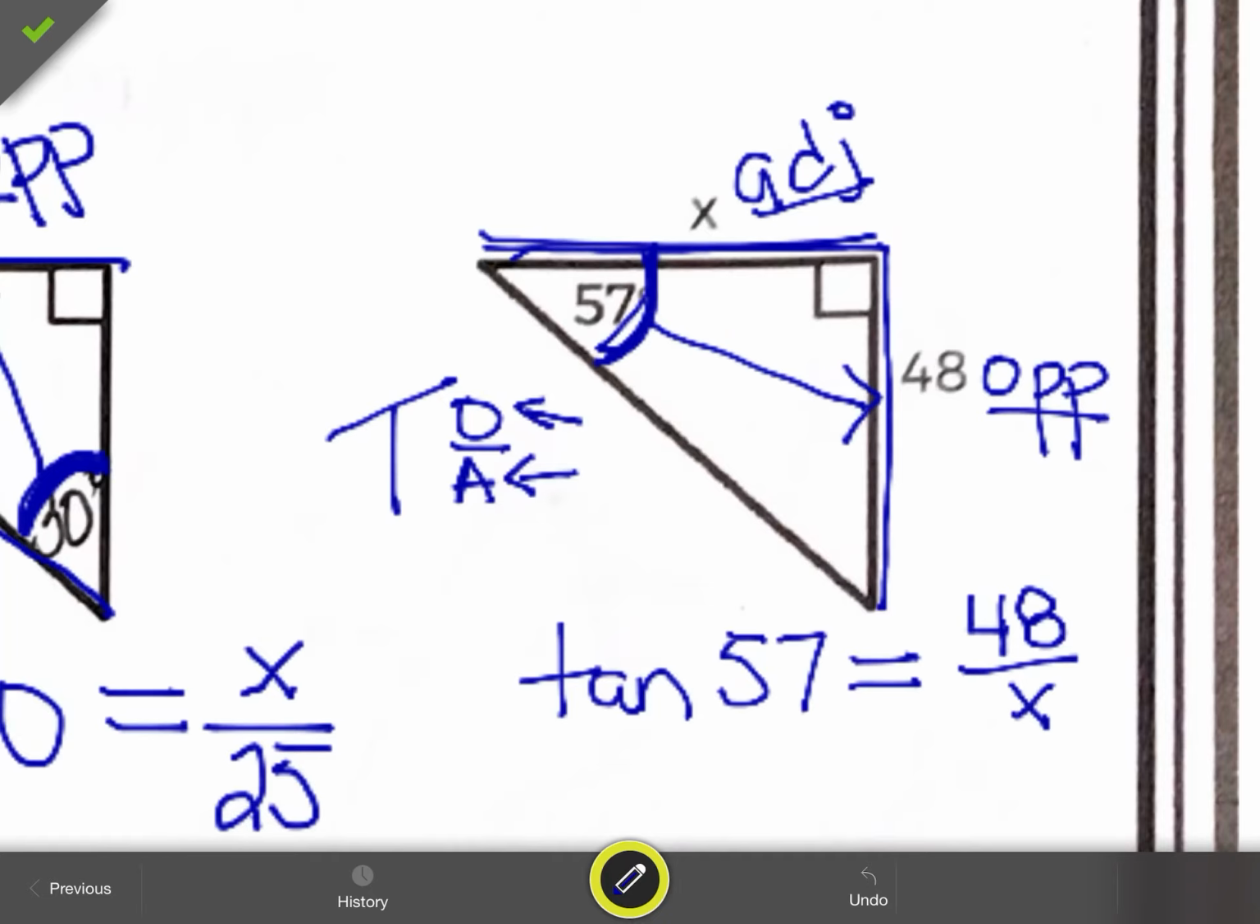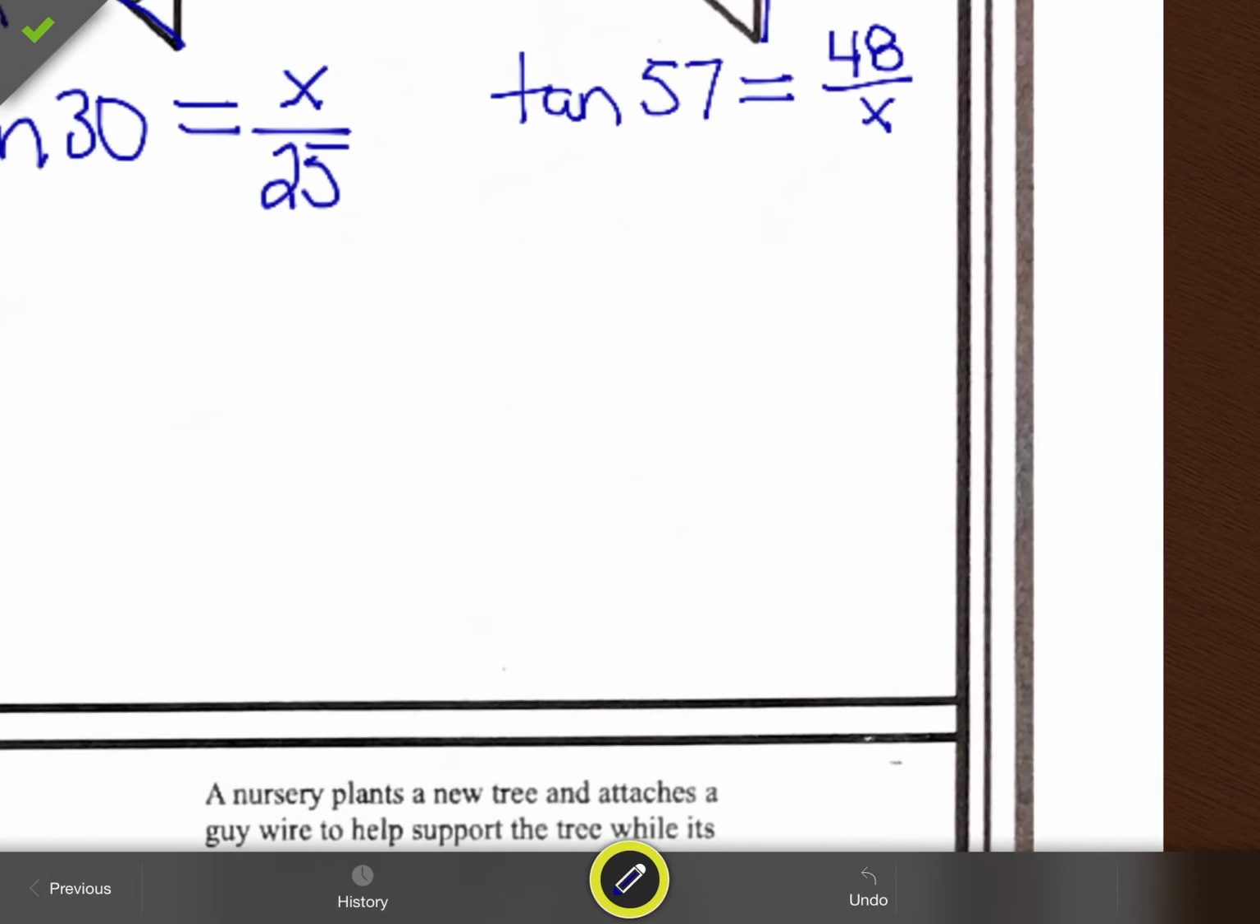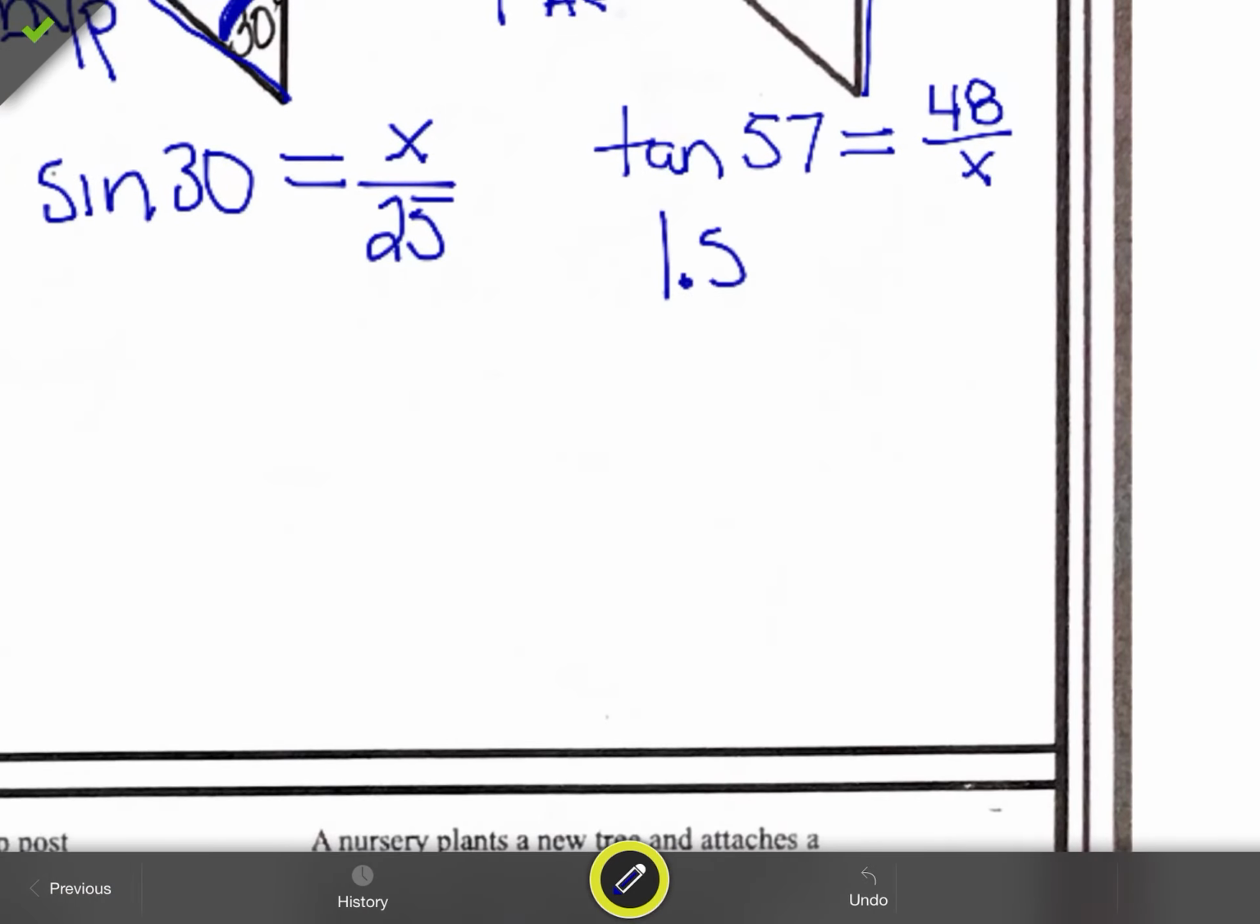Now, we actually are going to solve this one because the algebra has an extra step. So, tangent 57 equals 48 over x. Again, I need to get rid of that word tangent. So to do that, I hit tangent 57, gives me the decimal, 1.5398. Okay, so I want to round that. That actually becomes 1.540, right? That would round to 1.540. And again, I did that so I don't have words in my equation. Still equal to 48 over x.